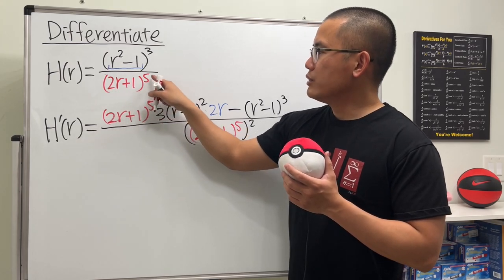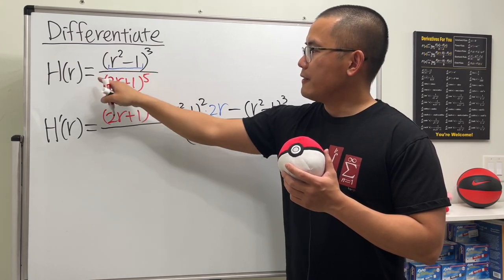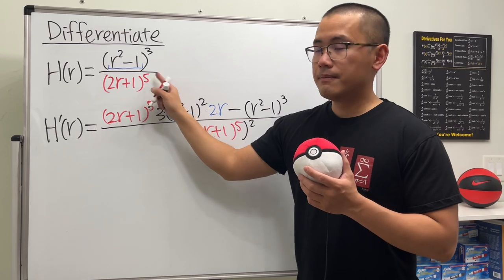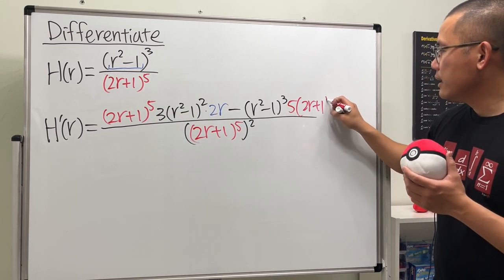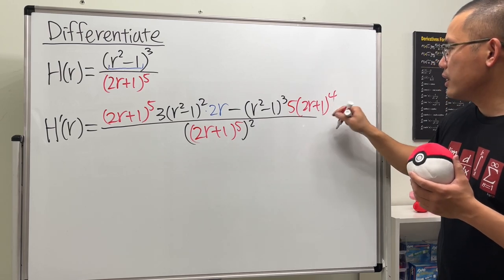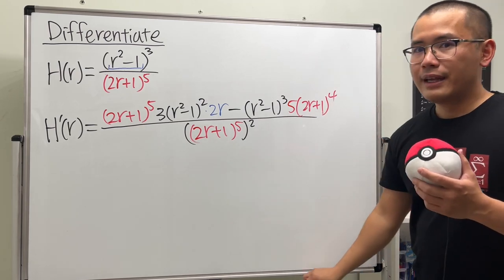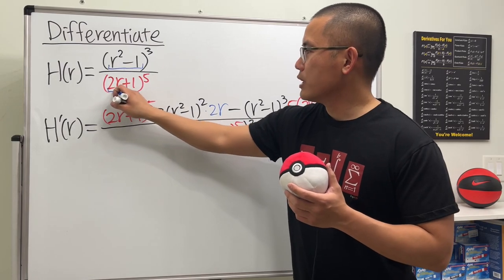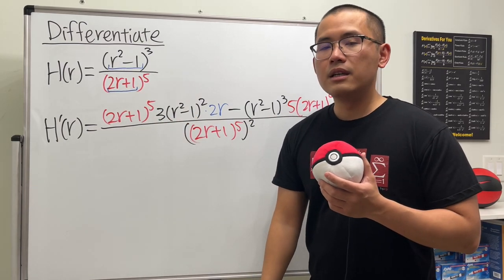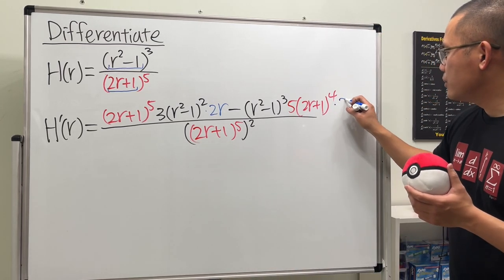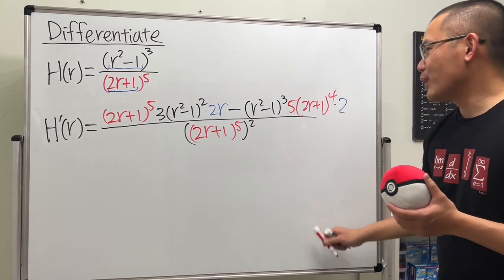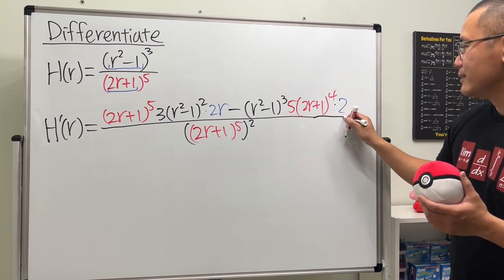So again, we will have to use the power rule first. Bring the 5 to the front and then minus 1. So we get 5 times (2r + 1) and then 5 minus 1, we get the fourth power. And lastly, again, chain rule: multiplied by the derivative of the inside. The derivative of 2r + 1 is just a 2, so we multiply by 2 right here. So that's what we have. Wow. Yeah, I know.